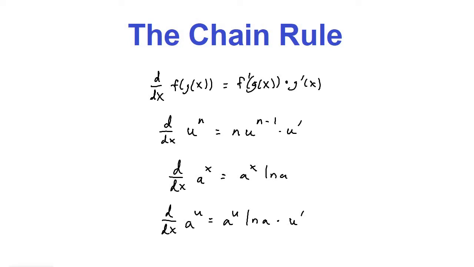So let's take a look at the chain rule. Now let's say you're trying to derive the composite function f of g of x. In this case, g of x is going to be the inside function, and f is going to be that outer function. And in order to derive this, we must use what's known as the chain rule.